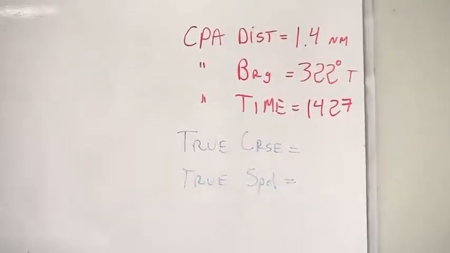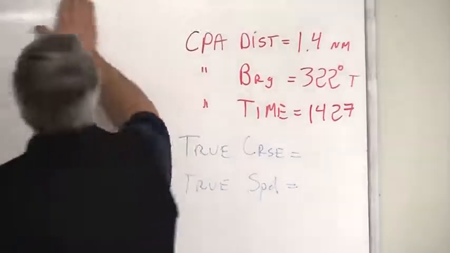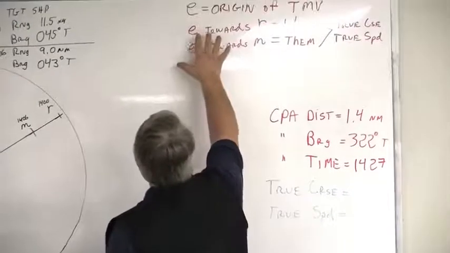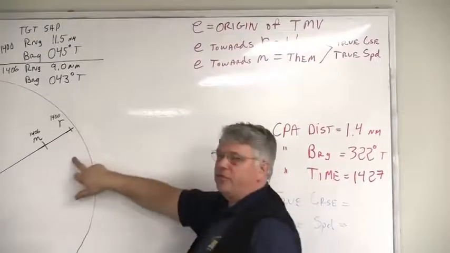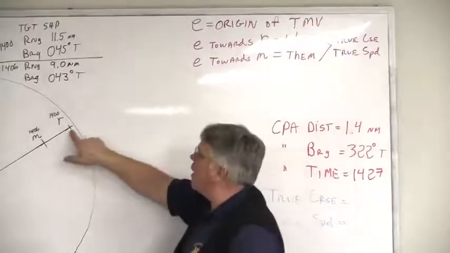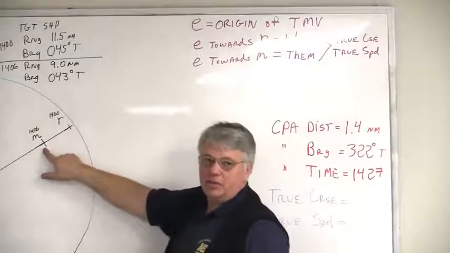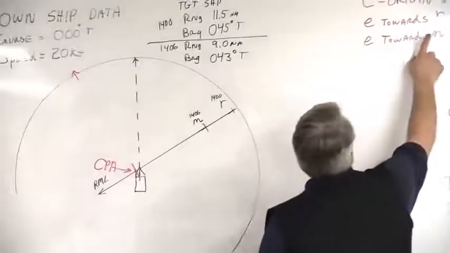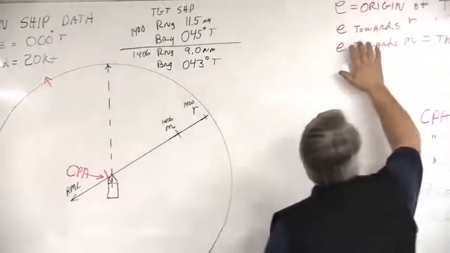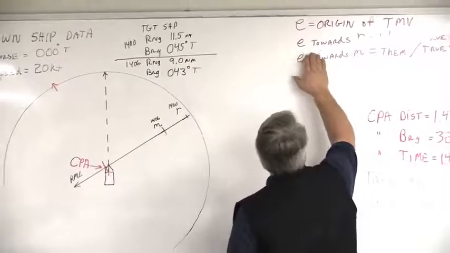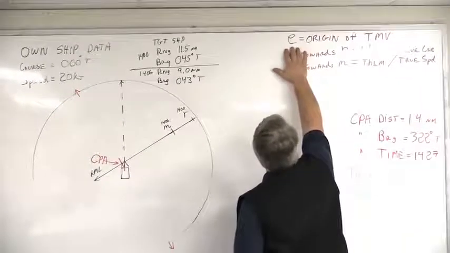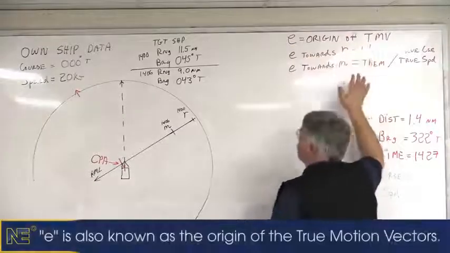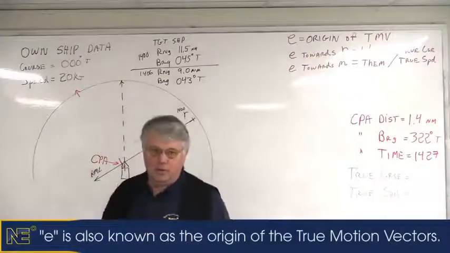All right, I went ahead and put the information here that we're going to deal with in step two, which is we're going to establish the other corner of the triangle. We've established where R is and where M is. Now we have to find out where E is. Now, like I spoke about yesterday when we were talking about the labeling, E, which is the third corner of the triangle, is also known as the origin of the true motion vectors.